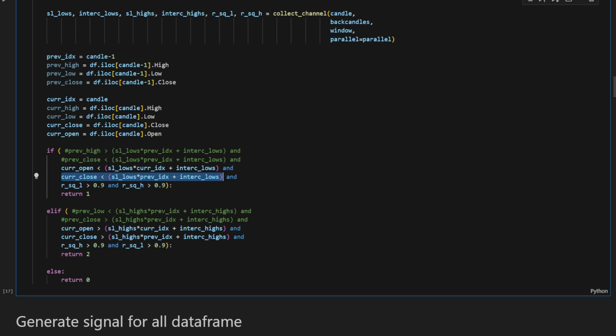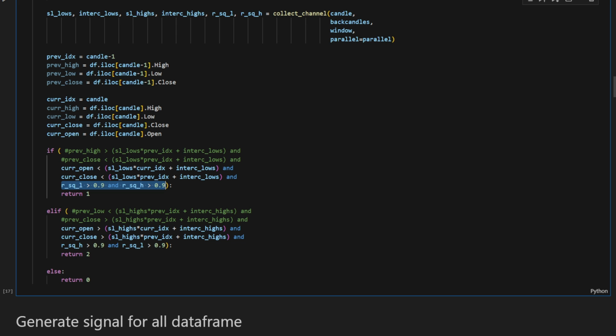So the whole candle opened and closed below the lowest line of our channel, and at the same time the R squared of the high and the low are above 0.9, both of them, then we are returning 1. So this is important to consider. It's a candle that is opening and closing below the current channel.